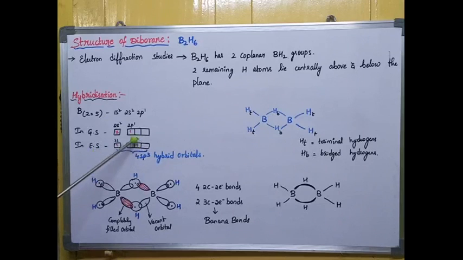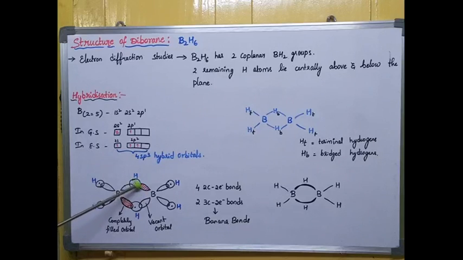Now this sp3 hybridized orbital with an unpaired electron combines with the 1s orbital of another hydrogen to form this bond. This hydrogen's 1s orbital is combining with the completely filled orbital of one boron and the vacant orbital of the other boron to form a banana bond, or 3-centered 2-electron bond. The vacant orbital is from the other boron. The filled orbital is forming a bond with this hydrogen, and then it is combining with the vacant orbital. So the completely filled orbital of boron is combining with the vacant orbital of the other boron to form a banana bond. This is a 3-centered 2-electron bond.